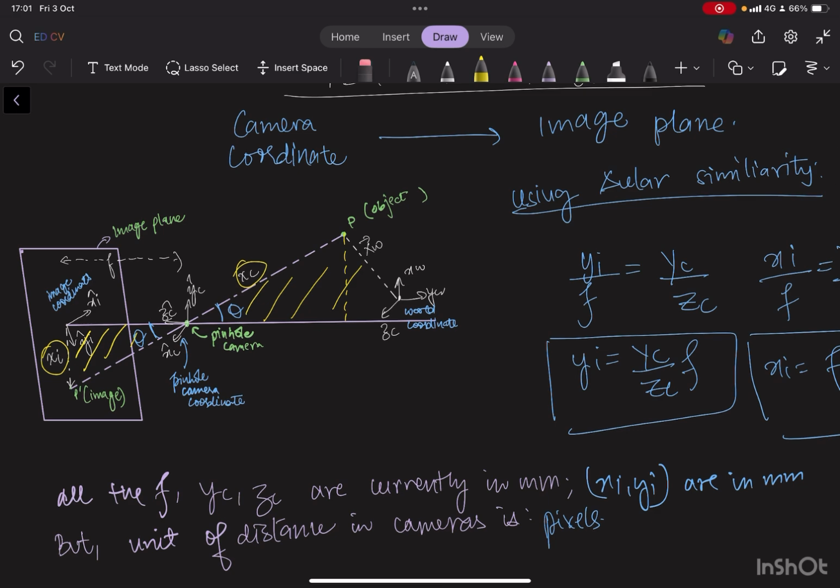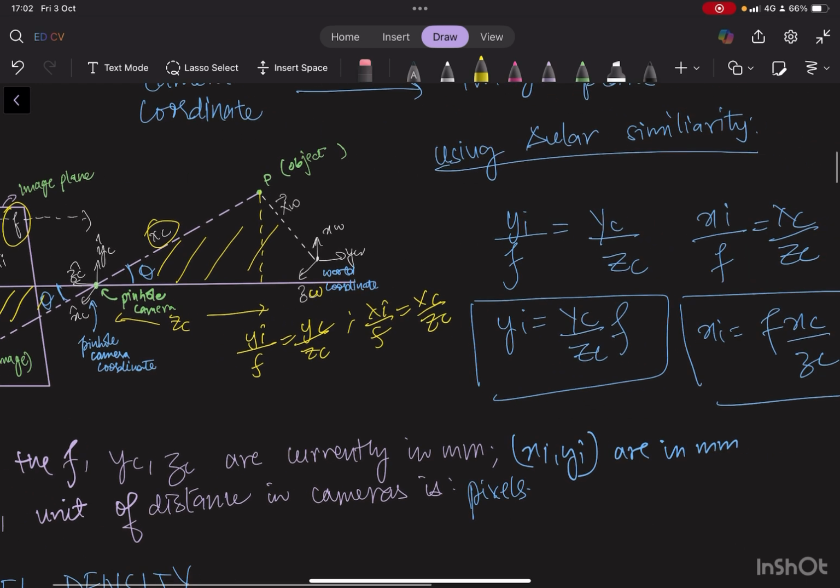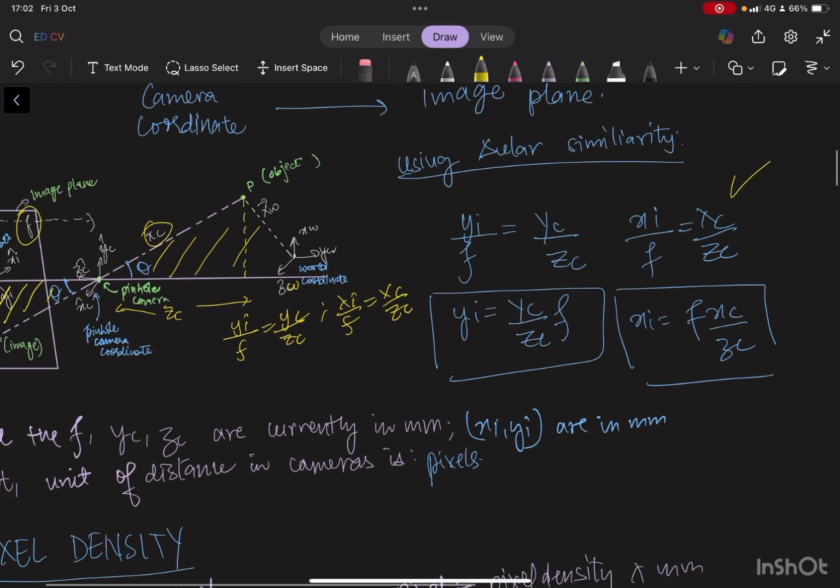How we can use similarity is, this would be the focal length and this is ZC. So we will simply apply similarity of triangles, and it will be YI by F is equal to YC by ZC, and XI by F equals XC by ZC, as is given here. So with this we will know the position of XI and YI.